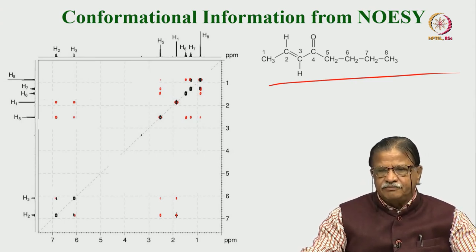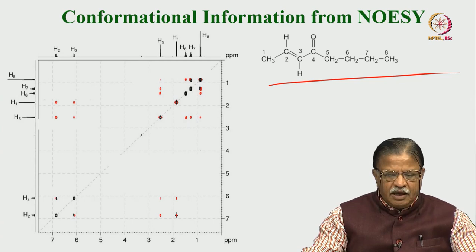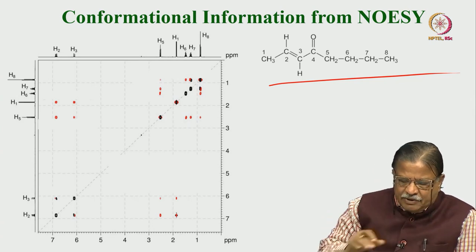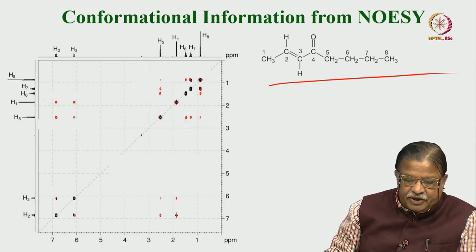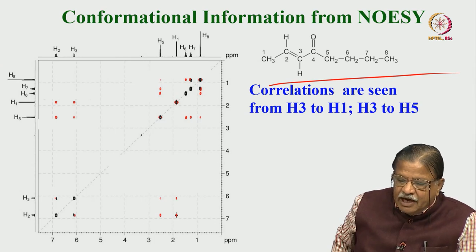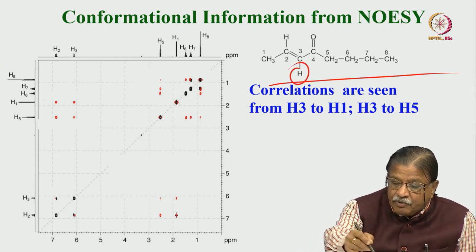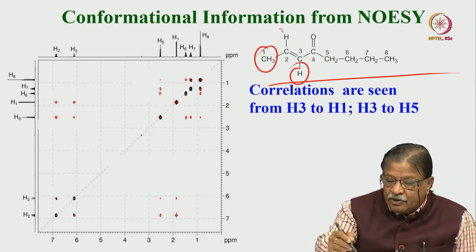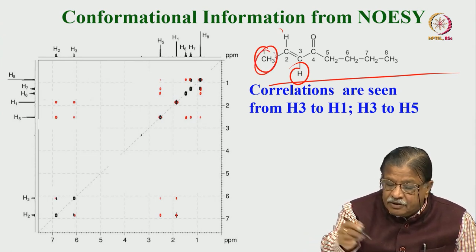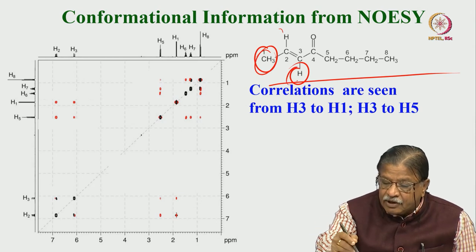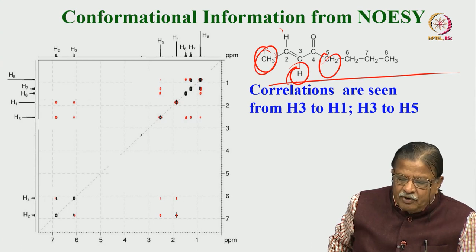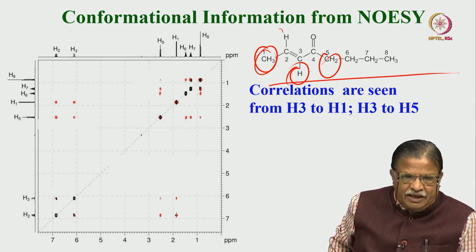This is the NOESY spectrum of the same molecule. Of course, the peaks will not be exactly identical to COSY, because there will be additional peaks coming from the NOESY. Again, you can see there are correlations here from proton 3 to proton 1, and proton 3 to proton 5 here. What does it tell you? Proton 1 is correlated to proton 3.